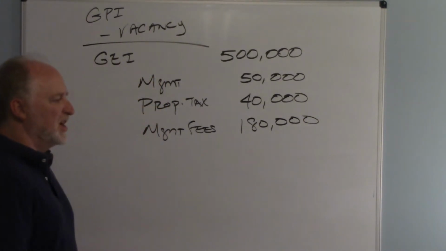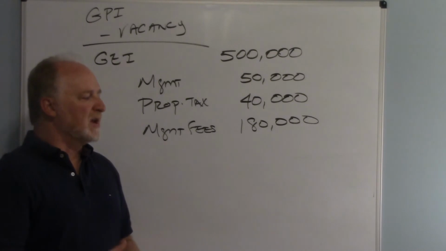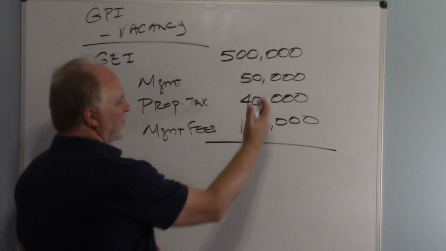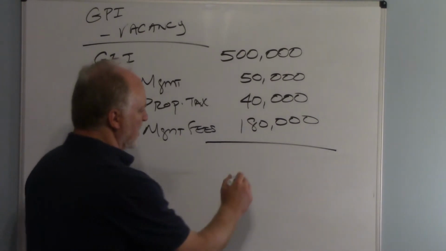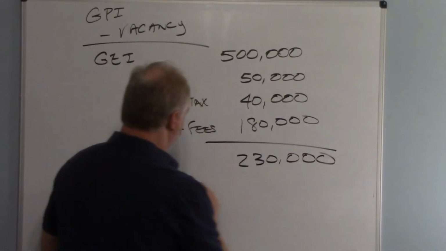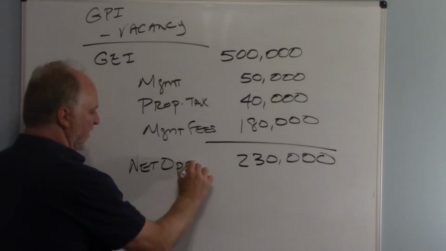Okay? Depreciation expense for the year is $22,000. It's a trick. Okay? Don't fall for it. What is the net operating income of the property? Well, it's $500,000 minus 50 minus 40 minus 180, 230, is that right? Yes. Your net operating income is $230,000. Net operating income, and there's a number you can do something with.